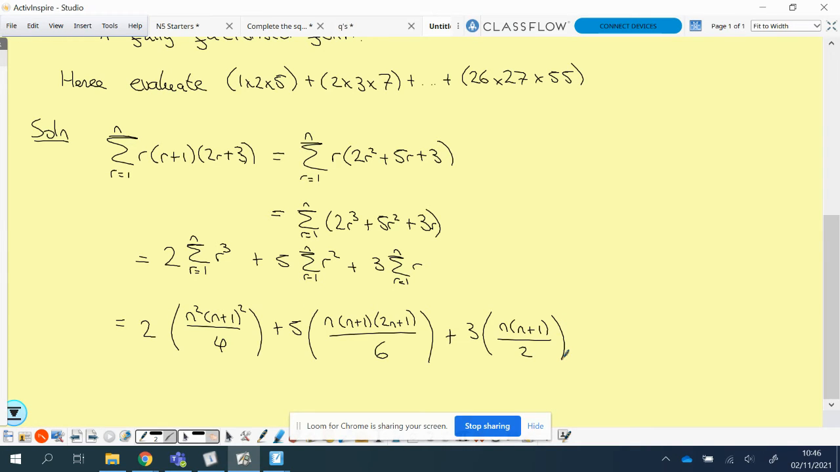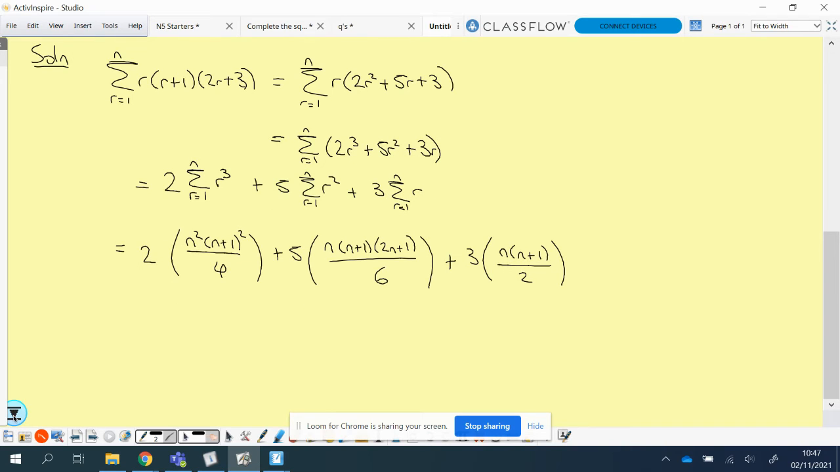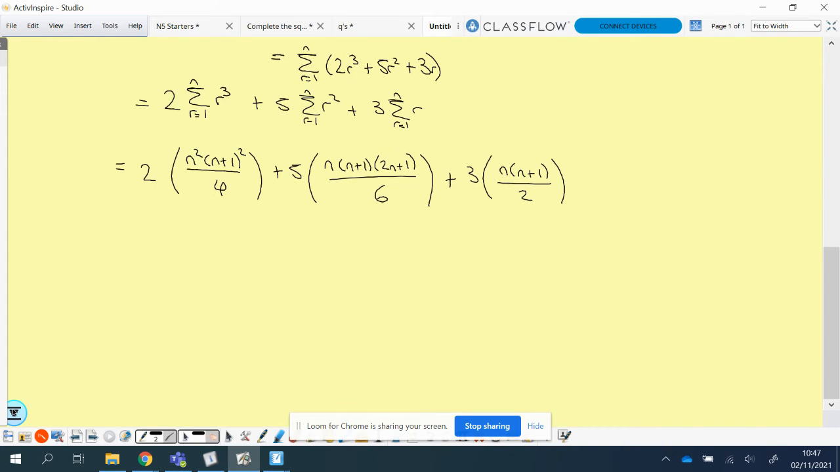Okay, so I've just substituted my formulas in there for the r cubed, the r squared and the r. So that's what we want to try and get an expression of. We want to simplify this and find it fully factorised, as the question asked me to do. The first thing I'm going to do is get the denominators all to be the same. So the denominators can all become over 6.